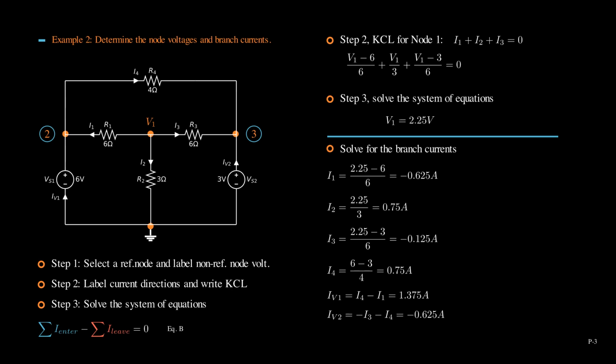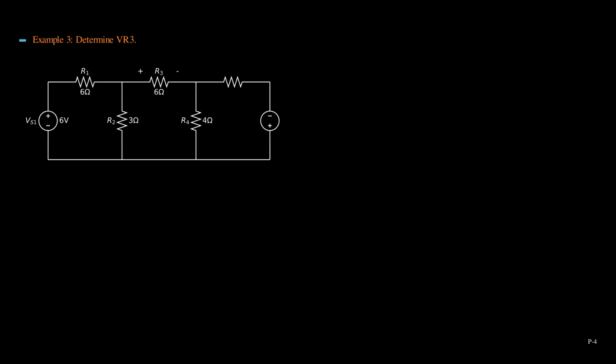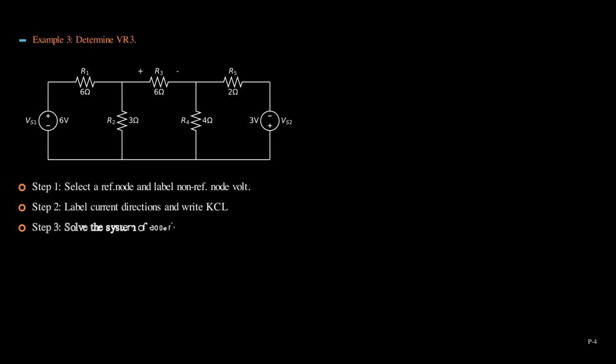Now, let's move on to example 3. We need to determine VR3. The polarity is already labeled in the circuit. There are 3 steps to use node analysis as follows.